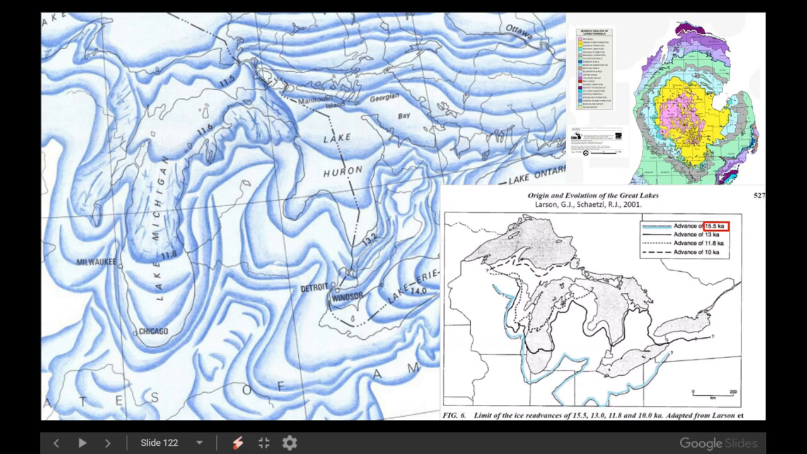And speaking of the Laurentide ice sheet, one of the big questions of this debate has been whether or not the Saginaw Bay area was even covered by ice at the onset of the Younger Dryas.